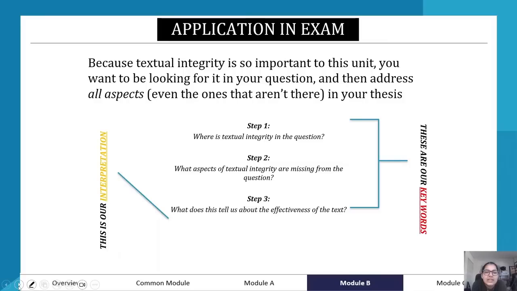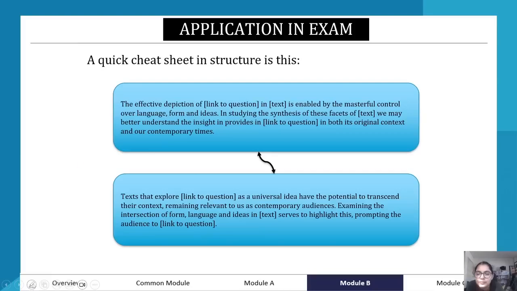So, textual integrity. Let's have a look at how we can break down a question. So when it comes to an exam question, the first step is to ask yourself, where is textual integrity in the question? The second step is to consider what aspects of textual integrity are actually missing from the question. And then the third step is to look at, what does this tell us about the effectiveness of the text? The first two are our keywords, and then the last step is our interpretation about the effectiveness of the text.